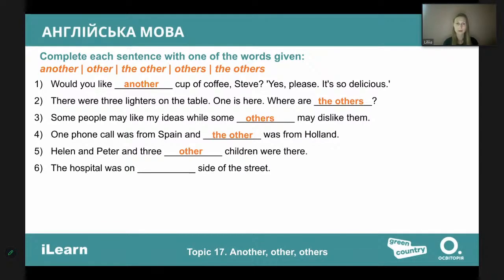And number 6, the hospital was on one side of the street and on the other, because how many sides does a street have? Only 2 of them, yeah? There is one side and the other side. I think that is logical.